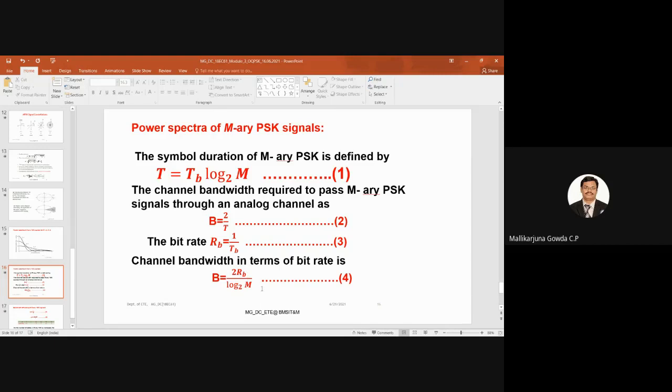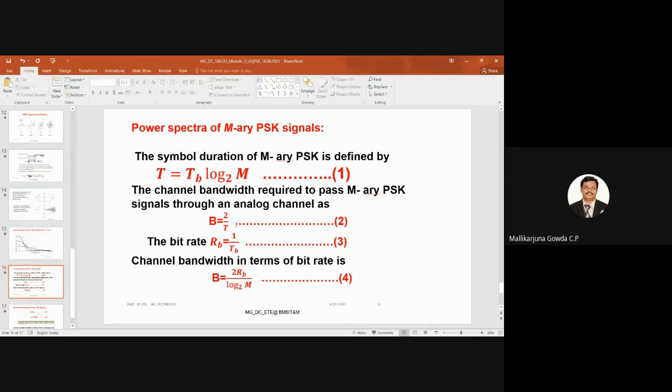Yes, is this clear? This expression 4? How I am saying B is equal to 2 into RB by log M with base 2. So this is the expression for the symbol duration of M-ary PSK, right? T is equal to TB log M with base 2. And this is the expression for the channel bandwidth of the M-ary PSK. What is that? B is equal to 2 by T. So substitute here T as TB log M with base 2. I said substitute equation 1 into equation 2, right?